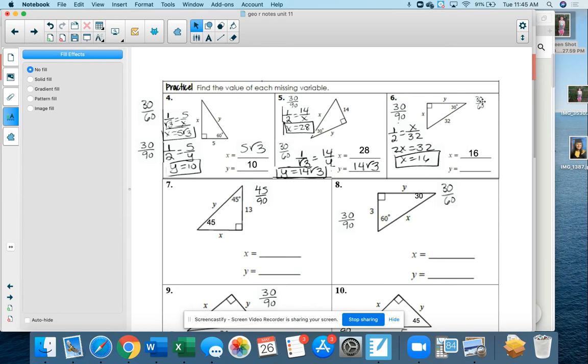Now the rule for the 30 and the 60 is 1 over radical 3. The side across from the 30 is x, but I just figured that out. It's 16. And the side across from the 60 is y. So 1 over radical 3, that's the 30 and the 60. 16 is the side across from the 30, and then y is the side across from the 60. I cross multiply that, and 1 times y is y. 16 times radical 3 is 16 radical 3.